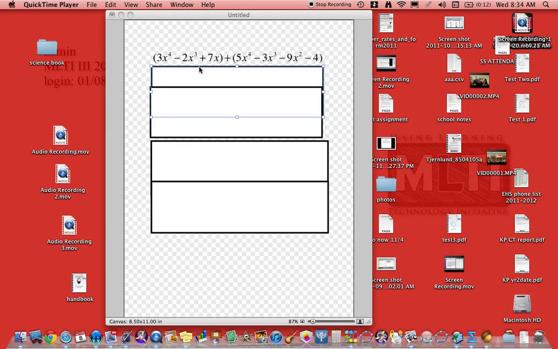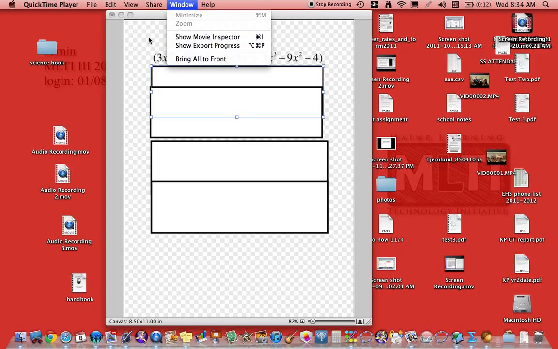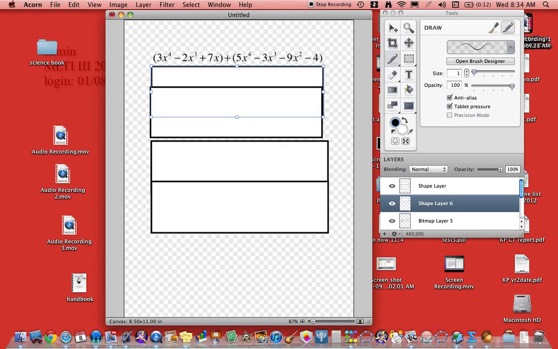Do a quick lesson on how to add and subtract polynomials of different degrees. Here we have a trinomial of the fourth degree, and I'm going to make sure my toolbars are up. There we go. The trinomial of the fourth degree, you can see that's because this is a fourth power, and we're adding another fourth degree polynomial to it.